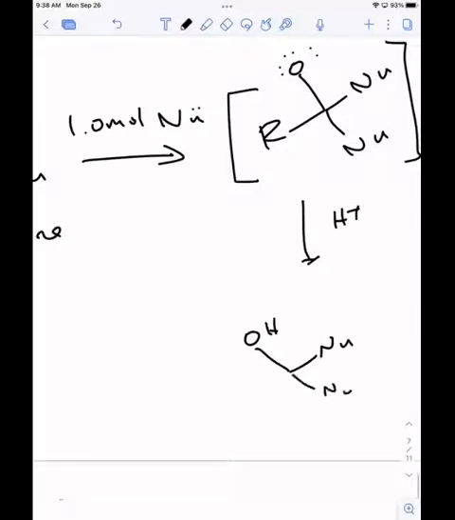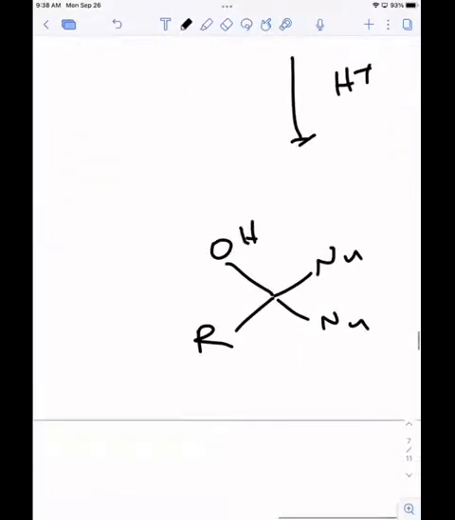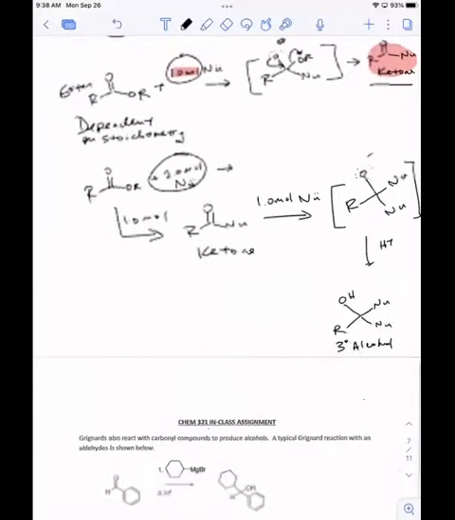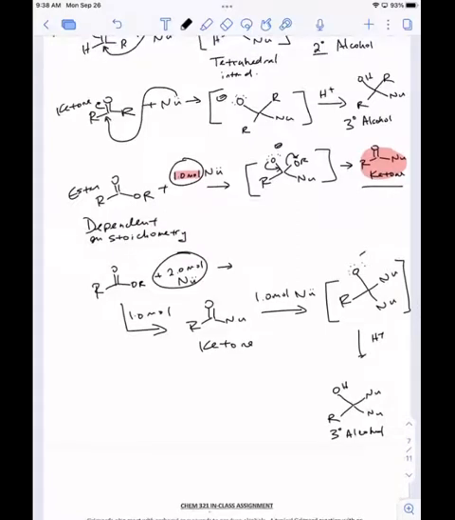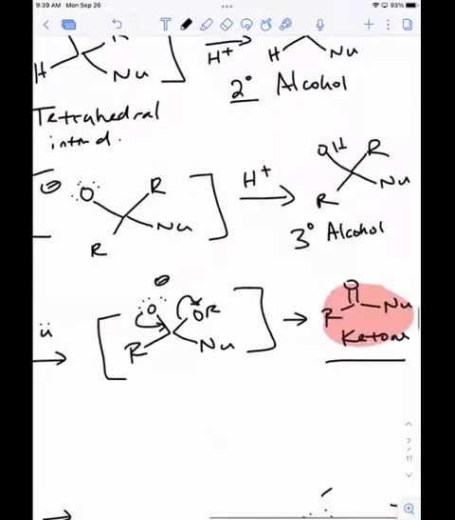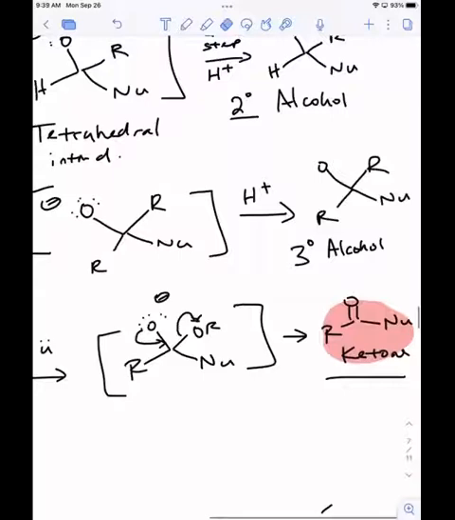So whatever my nucleophile is, and this is going to be a tertiary alcohol, if I'm adding that to an ester, the outcome is going to be dependent on whether I'm adding 1 mole of nucleophile or 2 moles. If I add 2, I'm going to get an alcohol. If I add 1 mole, I'm going to get a ketone. Only with the ester. With the ketone and aldehyde, you go directly to your alcohol. All right, questions about that part?